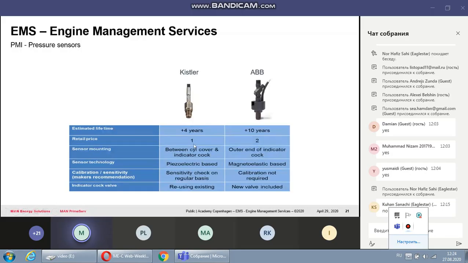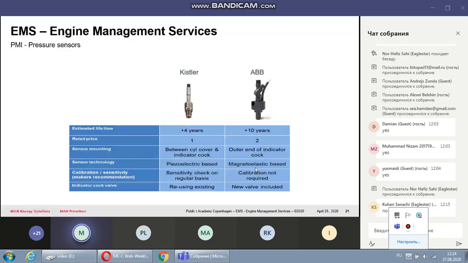If you see the retail price, it is 1:2. So ABB fits separately. Here they use the existing indicator cock, so your Kistler is fitted here. This is Kistler, and that's your ABB. ABB is separate. They have another indicator cock, indicator device. It's magnetoelastic based, a strain gauge. Kistler is piezoelectric. So the working principle is different, and therefore it is more expensive. So that is how the cost works.